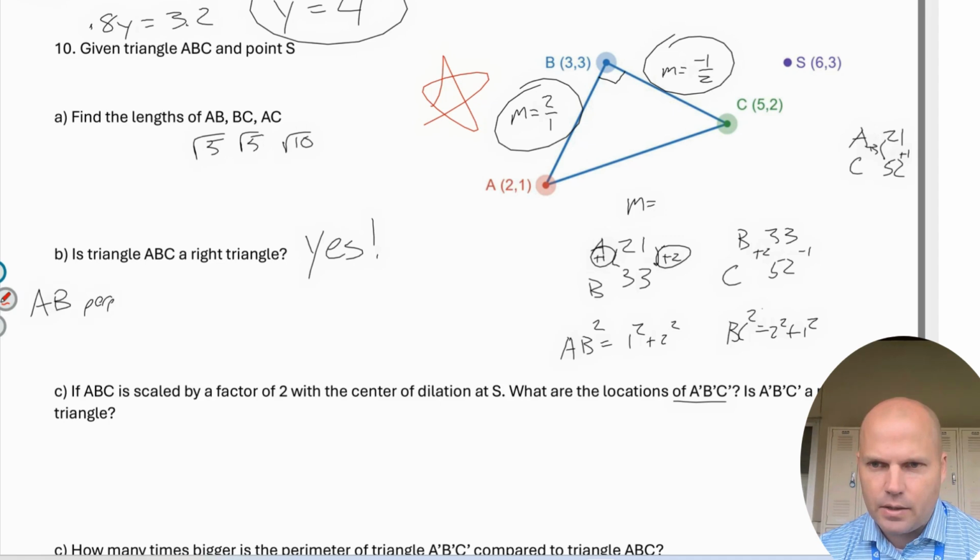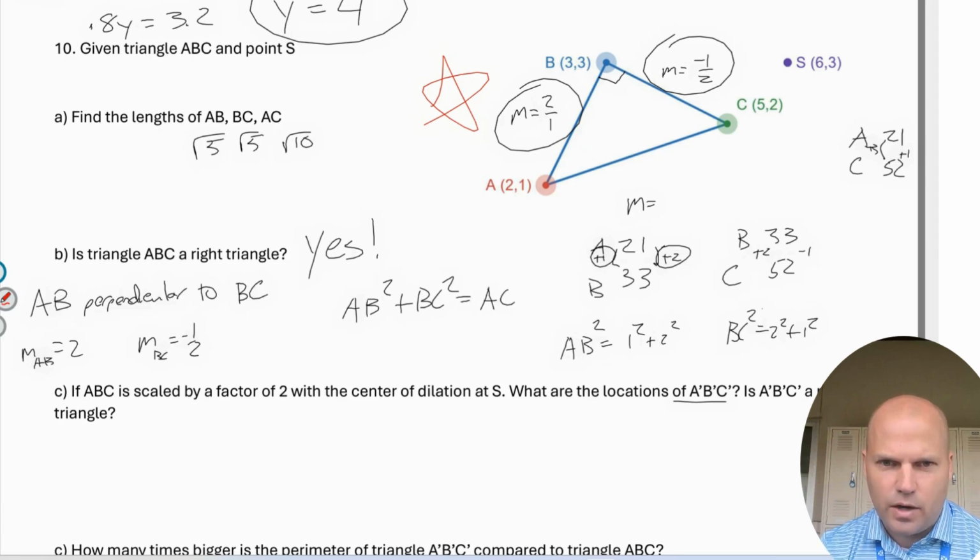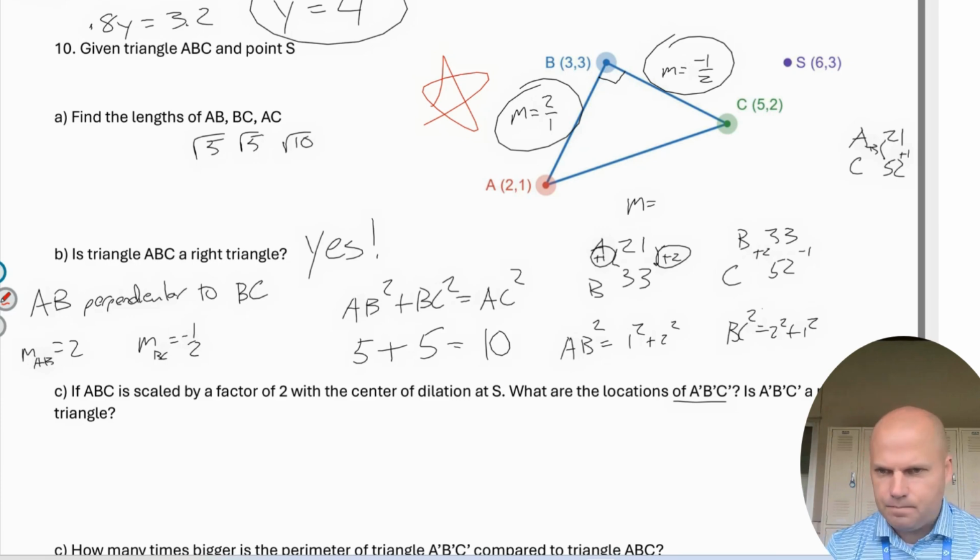How else could it be true? AB is perpendicular to BC because the slope of AB equals 2 versus the slope of BC equals negative a half. Or let's use our lengths: AB squared plus BC squared. Does that equal AC squared? Well, yeah, root 5 squared plus root 5 squared equals root 10 squared, correct?